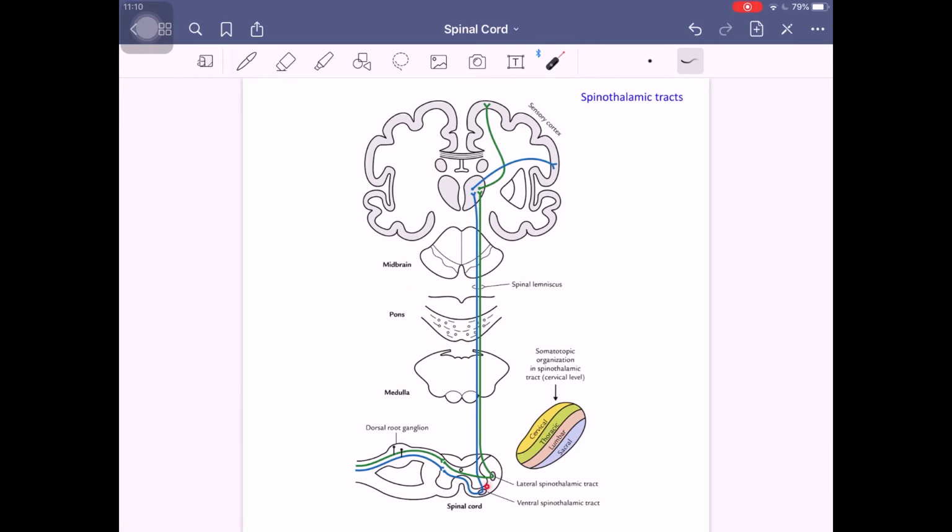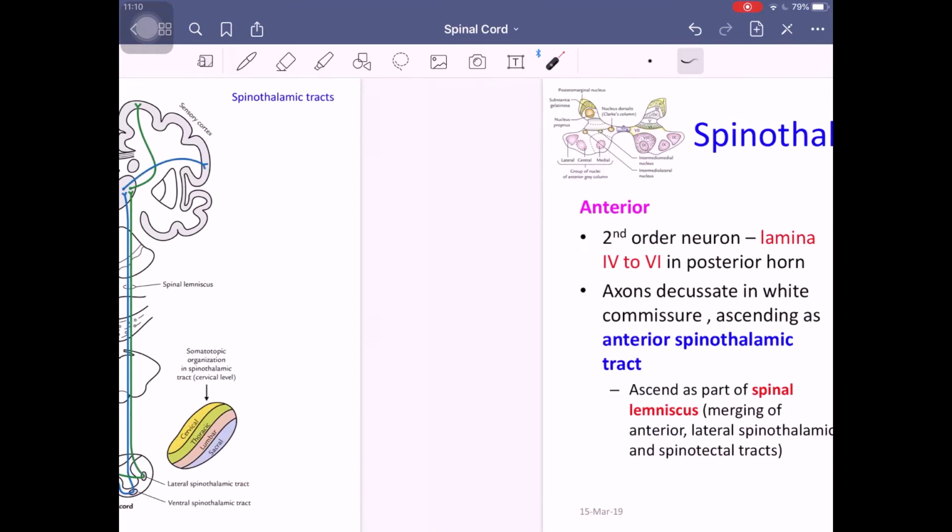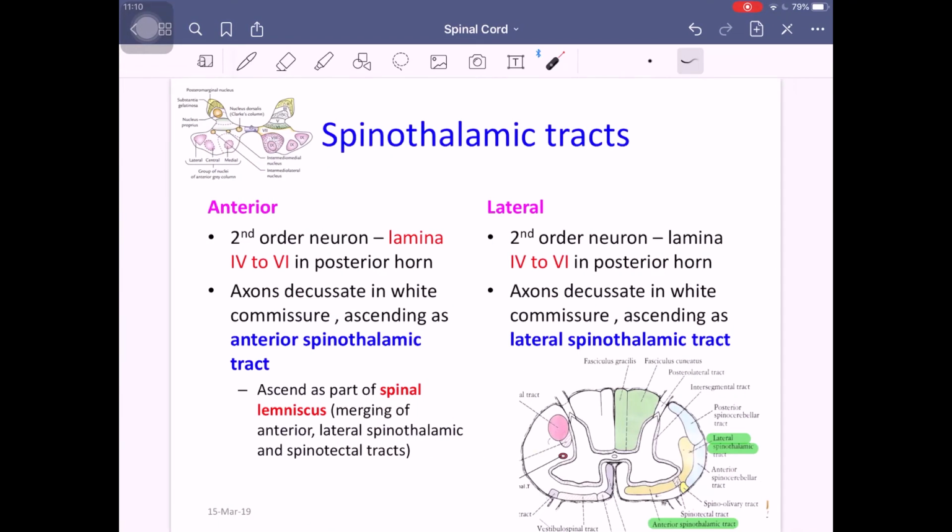Once they cross, the one which is anterior comes and lies in the anterior funiculus, and from there it ascends. The green one goes and lies in the lateral funiculus, and from there it ascends. So once they come here, they form bundles, and that is why when we take the cut section, you can see this one is your lateral and this one is your anterior or ventral. Those are your spinothalamic tracts. So we have reached here. Then they ascend from this point, this one as the anterior spinothalamic tract, and this one as the lateral spinothalamic tract.